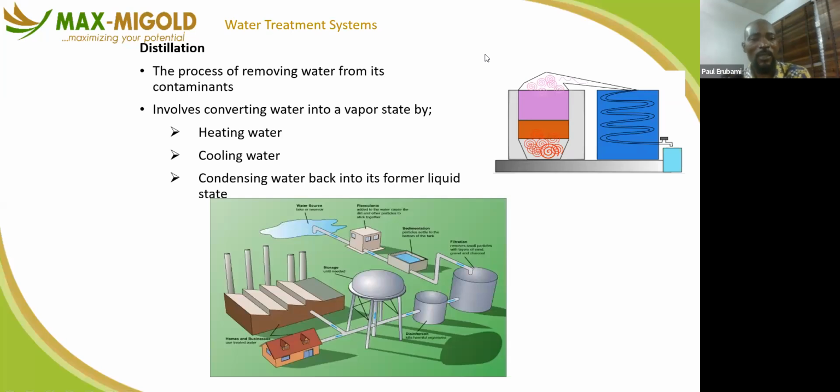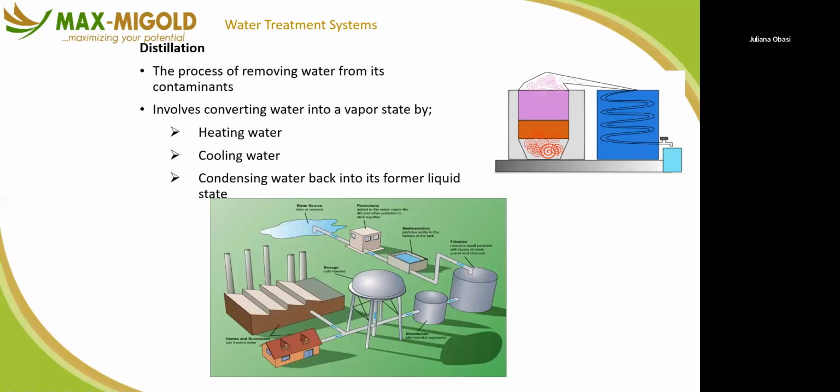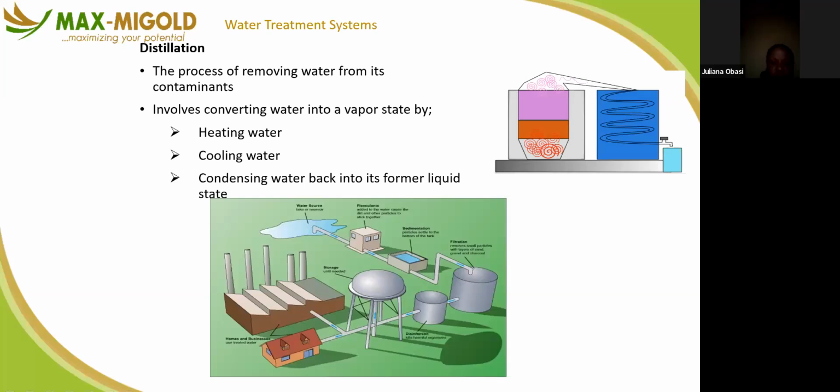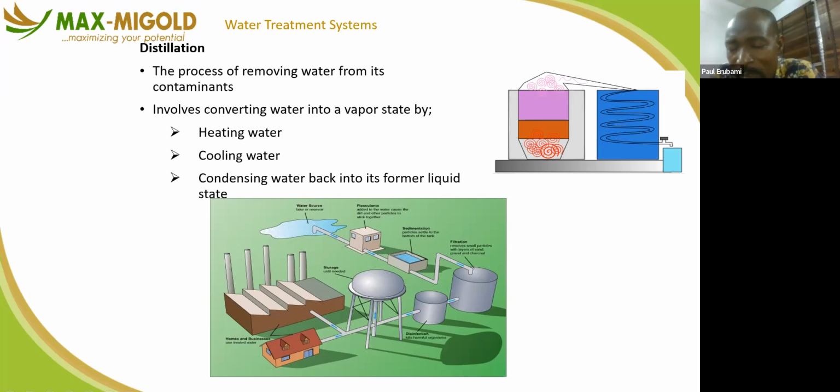What is water treatment system? Distillation. The process of removing contaminants from water involves converting water into vapor state. You heat the water, you allow the vapor to cool, then the cooling vapor forms liquid back, and that becomes clean treated water.